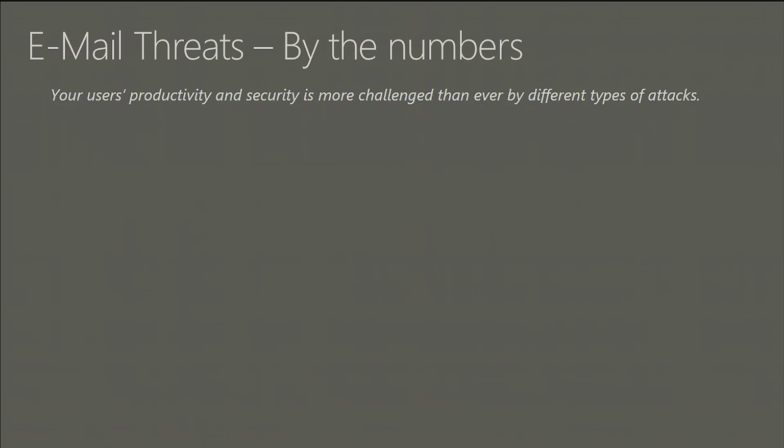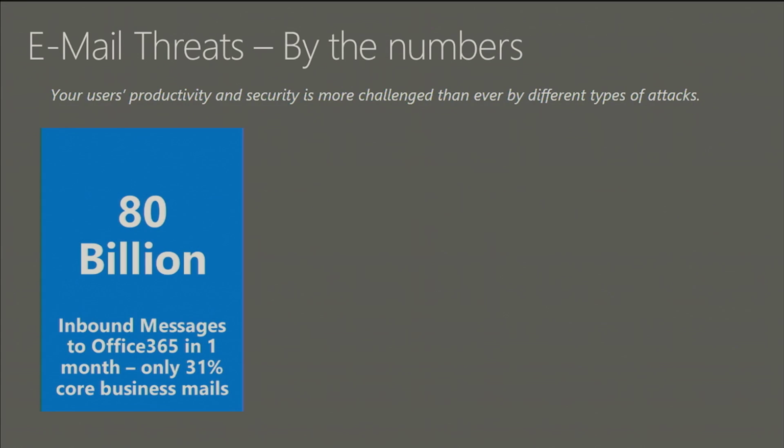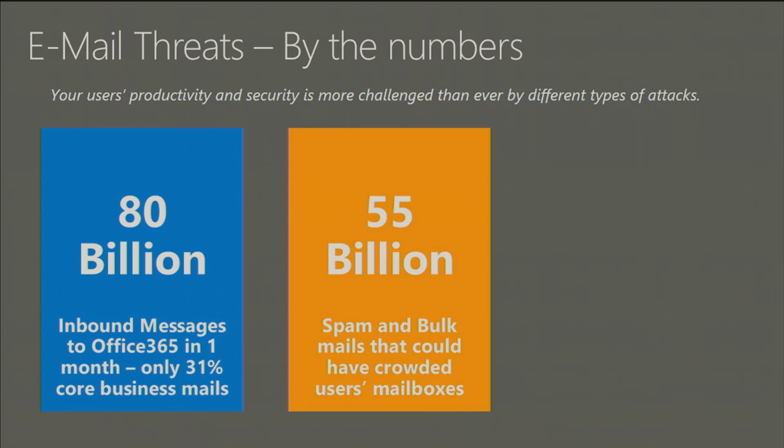So the answer is actually 31%. So only 31% of the email that we saw in Office 365 inbound was actually core business email. So, what was all the rest of that? Well, 55 billion of that were spam and bulk emails. So those are emails that are going to distract your end users if they were delivered into the inbox. They're going to mean that your users can't be as productive.